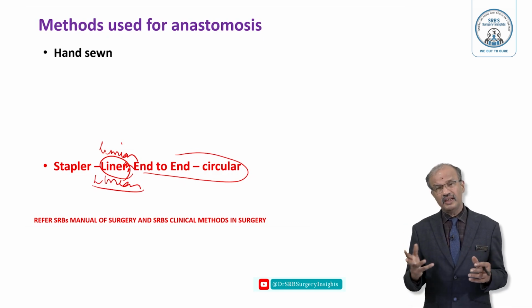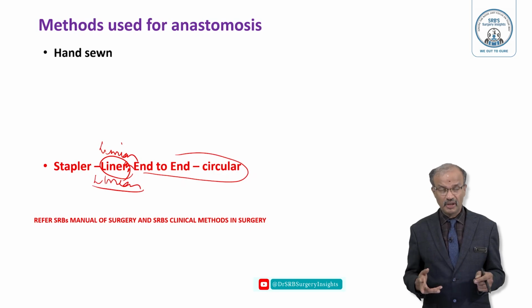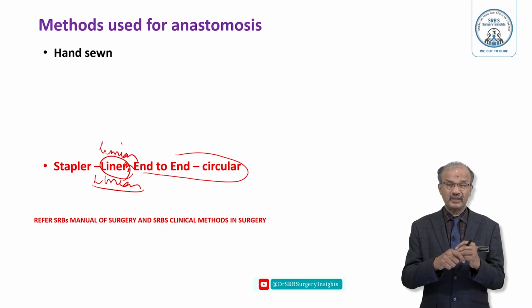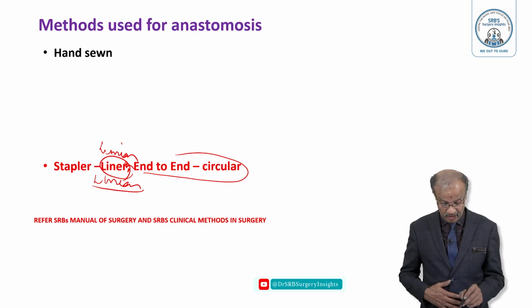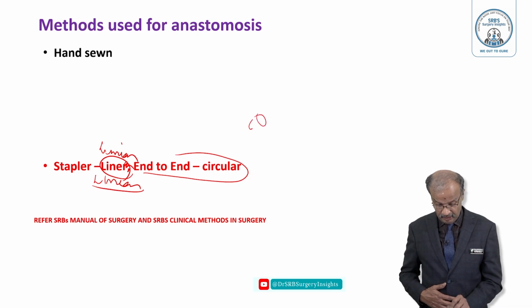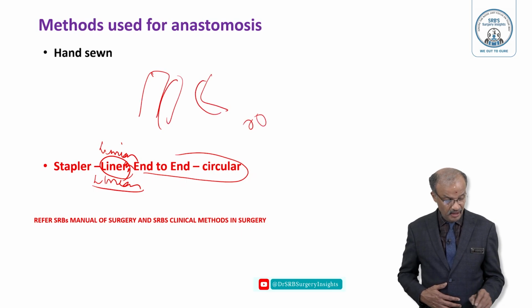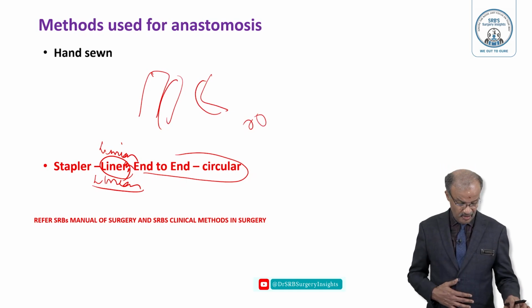Linear we will use for GJ or duodenal stump closure. For rectum anastomosis to the anal canal, or colon to the rectum, or esophagus to the stomach, we will use an end-to-end anastomosis, the circular stapler. Linear is like this, or like this. I will show the diagram. Once you see these things, you will definitely come to know.